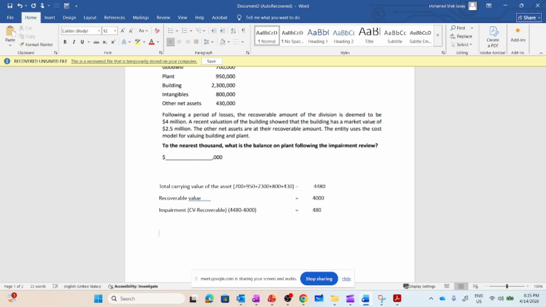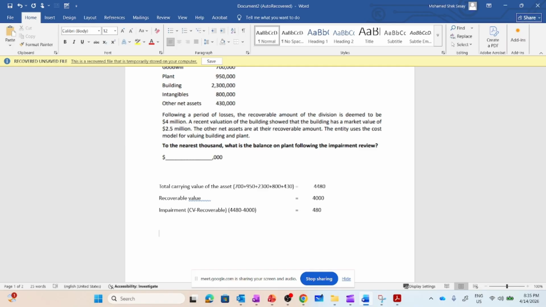When I'm deliberating on key things, you need to take notes and pay attention to the concept. We can only get impairment when the carrying value of the asset is greater than the recoverable value. From this situation, the market value is the recoverable value and it is greater than the carrying value of the asset. So we are not going to charge any impairment on the building. Simple. The other net assets are at their recoverable amount. The other net assets, the 4,130, are at their recoverable amount. So we are not going to allocate any impairment to the other assets.